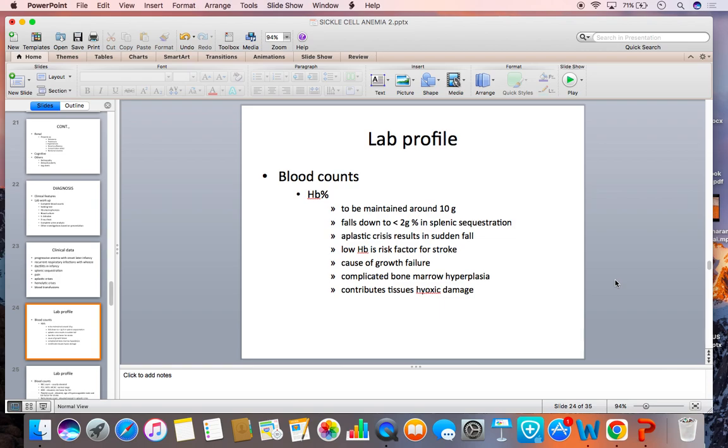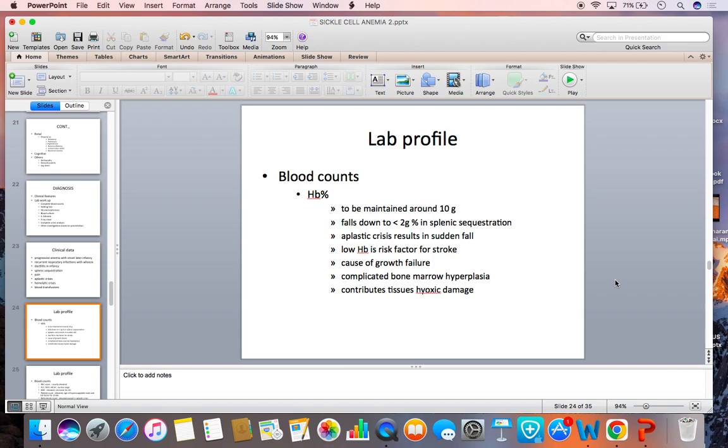Blood counts. Do the hemoglobin in all the patients with the clinical data that you have collected. Hemoglobin is to be maintained around 10 grams or above. That's the reason why you take hemoglobin in all the patients with sickle cell anemia. It falls down to less than 2 grams in splenic sequestration. This is the significance in splenic sequestration. In aplastic crisis, it results in a sudden fall. Low Hb is a risk factor for stroke.